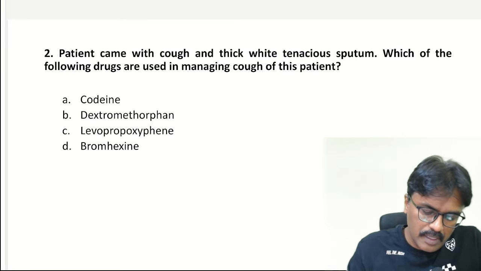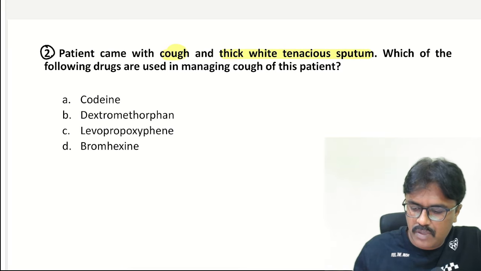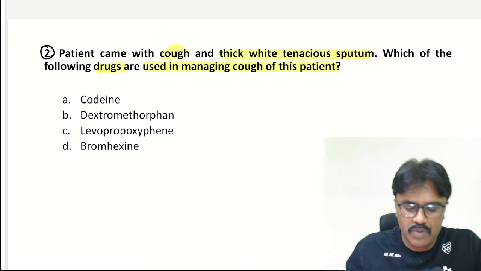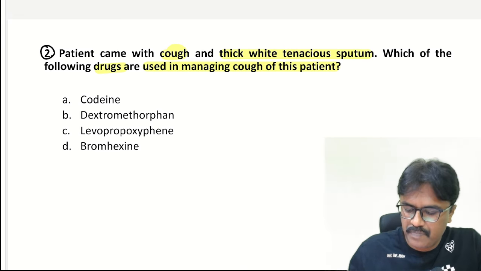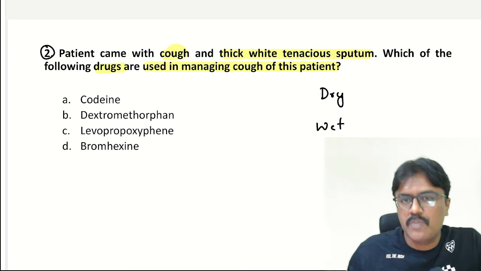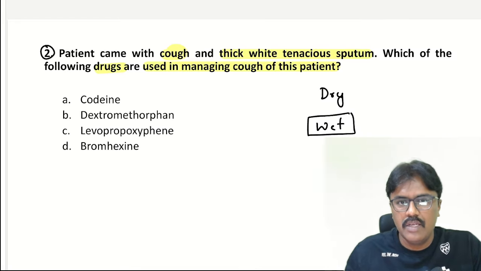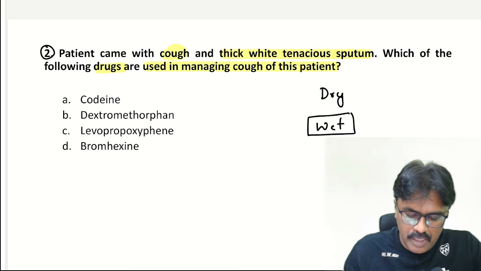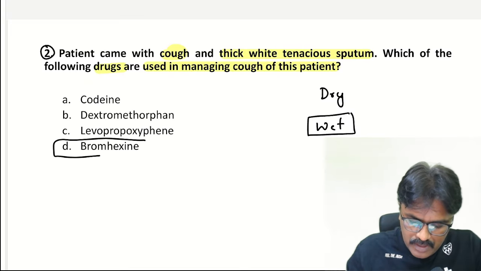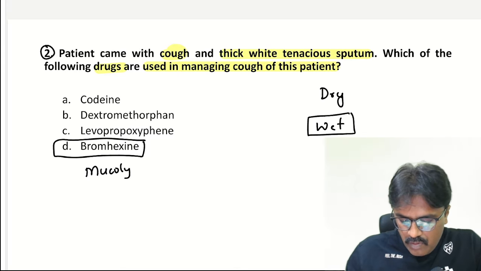So let's move on to the second MCQ. Patient came with cough and thick white tenacious sputum. Which one of the following drugs is used in managing cough of this patient? So basically cough is of two types: dry cough and wet cough. Now with the sputum, we call it wet cough. For wet cough, we use mucolytics. So what is the mucolytic in the options? Codeine, dextromethorphan, levopropoxyphene, bromhexine. So the answer is bromhexine. Bromhexine is a mucolytic which is used for wet cough.